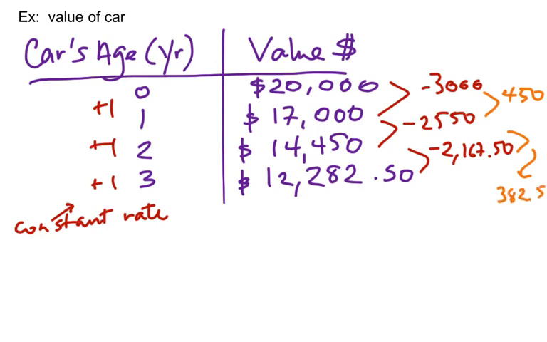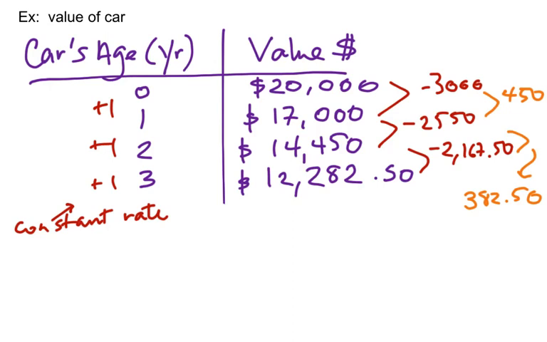So let me just erase that and get it where you can see it. 382.50. Okay, so my first differences are not constant, and my second differences aren't constant. So the third thing that I can do is look for a common ratio.